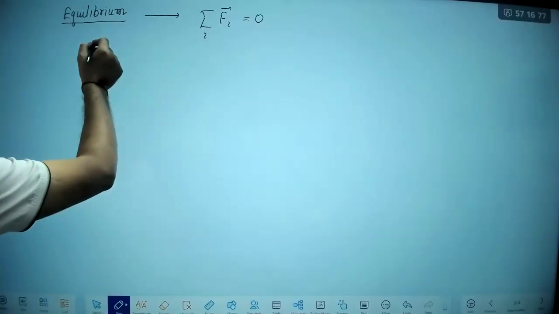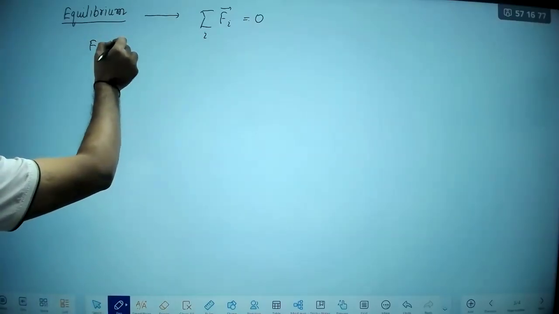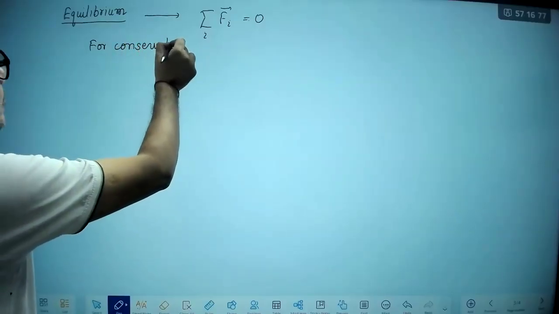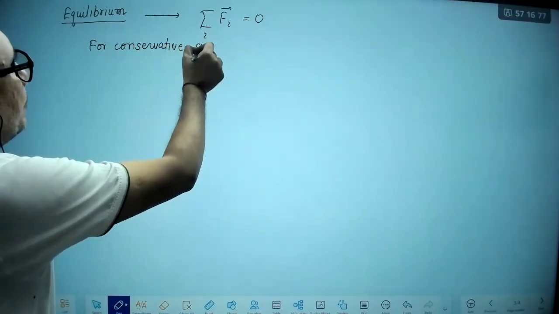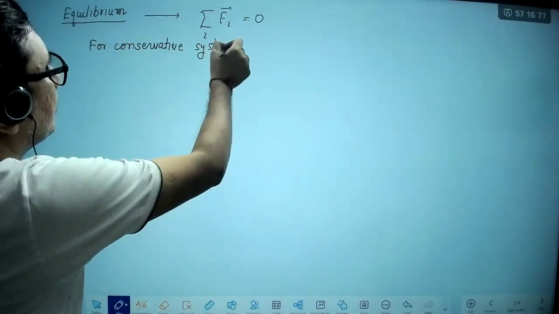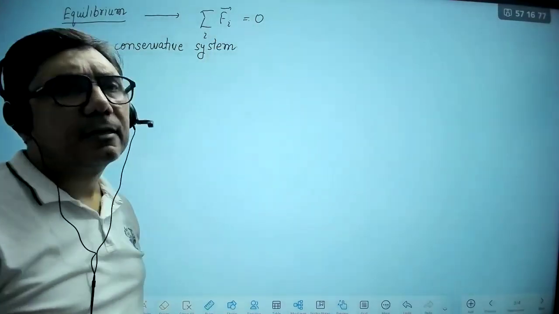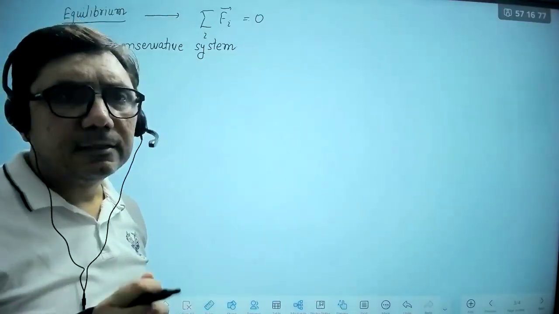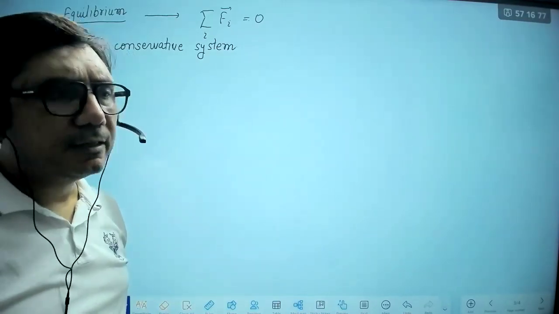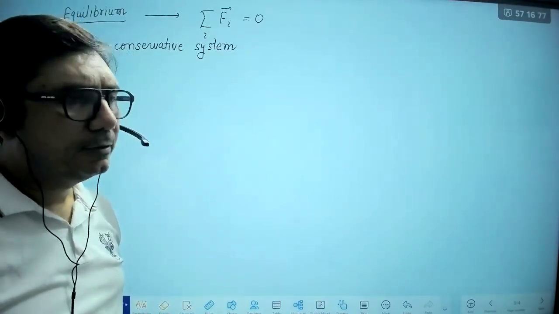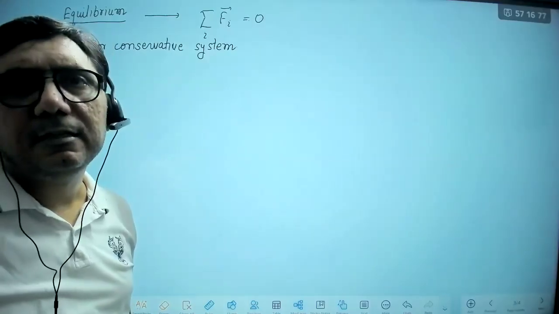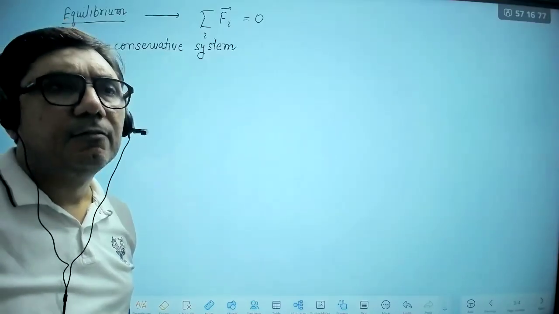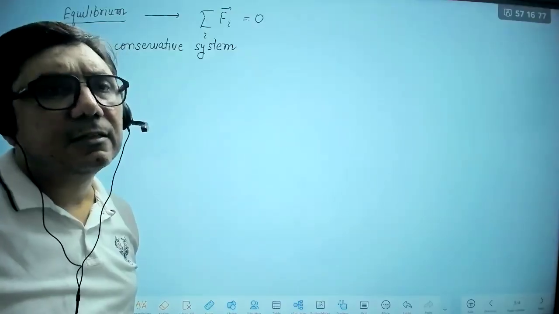Okay. For a conservative system, if you want to write, you can write: conservative systems are those systems which consist of only conservative forces. Please write it on the side.